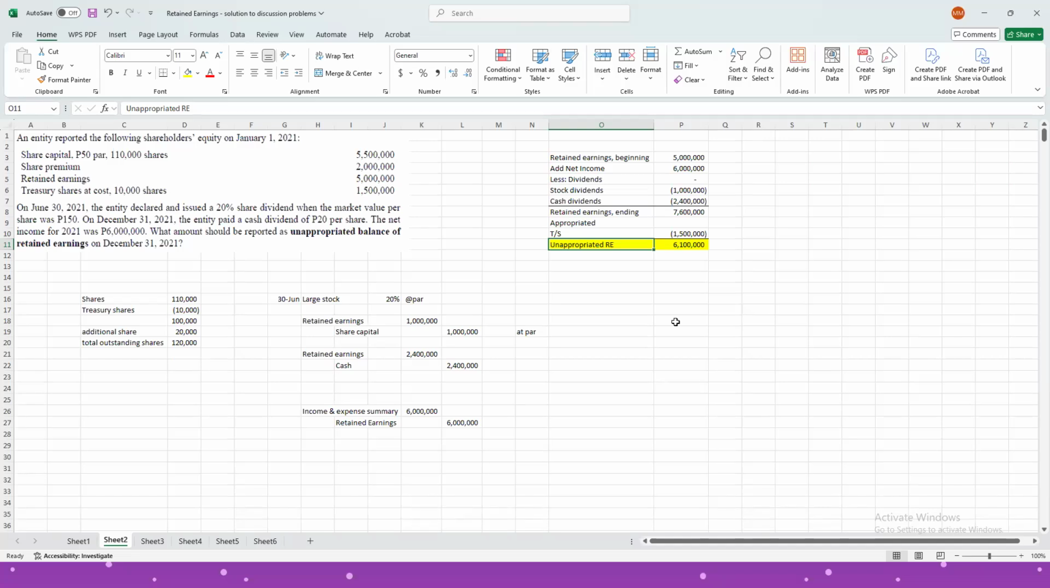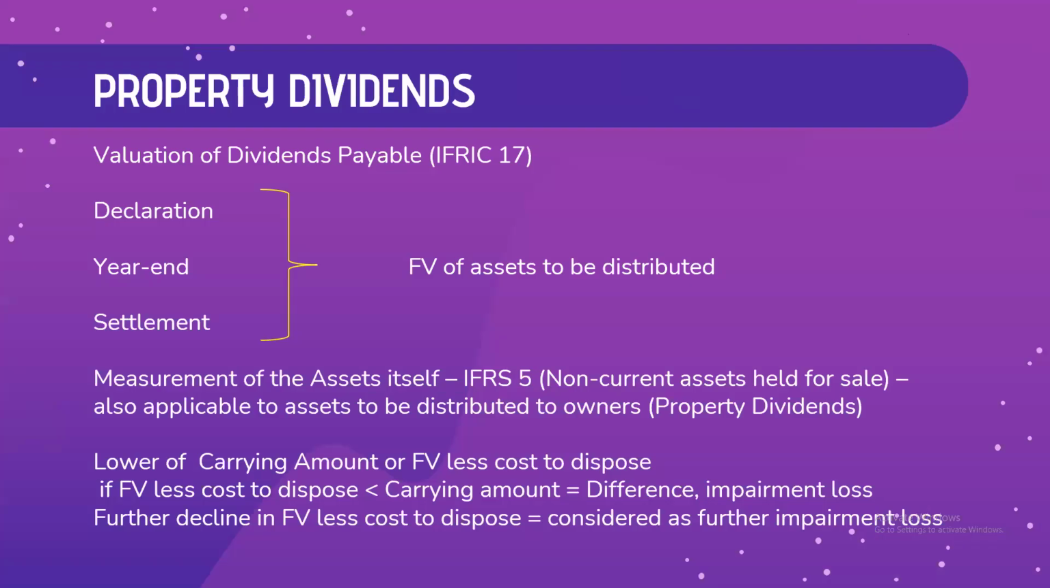Ensure the dates. Say for example, in this case, the declaration was made on June 30, 2020. What if the cash dividend was made prior to June 30? Say it was only May 30. So how much would your total outstanding shares be? It will be 100,000 only, since this is not yet included. Like I said, it's important and critical to identify the dates because it will make a lot of difference in the calculation. Okay? Let's proceed with the property dividends.